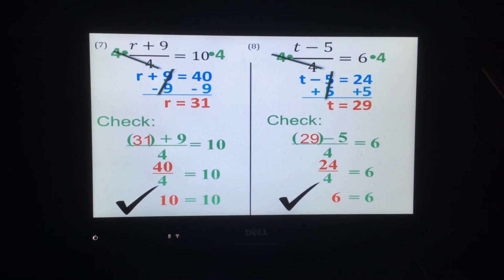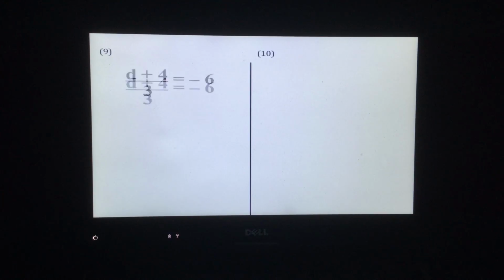Okay, so for number 9, it's very similar to these. It's going to look just like this fraction over here. All right, so if you need to press pause to write this down, go for it. Otherwise, go ahead and do number 9 right now. There you go.